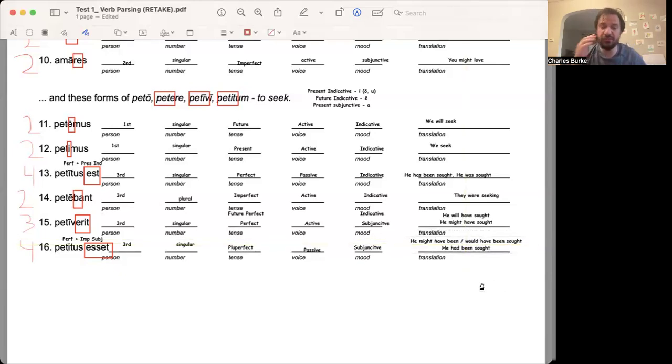I'm fine with any of those answers. He might have been sought, he would have been sought, he had been sought. Up to you. Because it'll be context how you use the pluperfect subjunctive. Might have been is probably the least common. Would have been for contrary to fact in like an independent clause. Doesn't matter. All of these are valid translations of the pluperfect subjunctive. You'll have to decide in context in a passage. So on this test, I'll accept any of them.